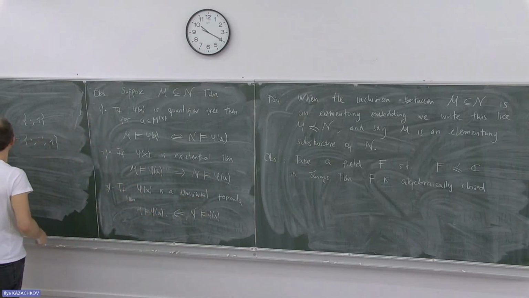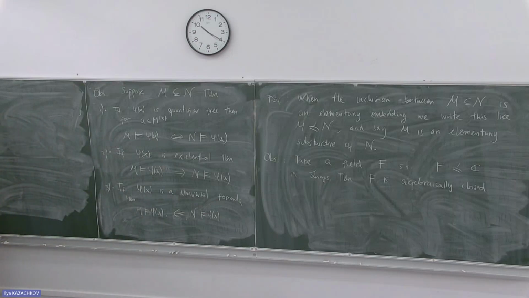I can say, notice that, let's write it down. In the language of rings, suppose we have a field K, which is an L ring structure, right?